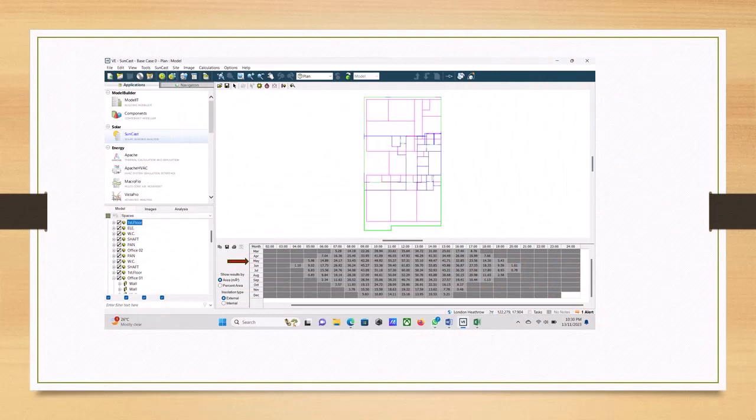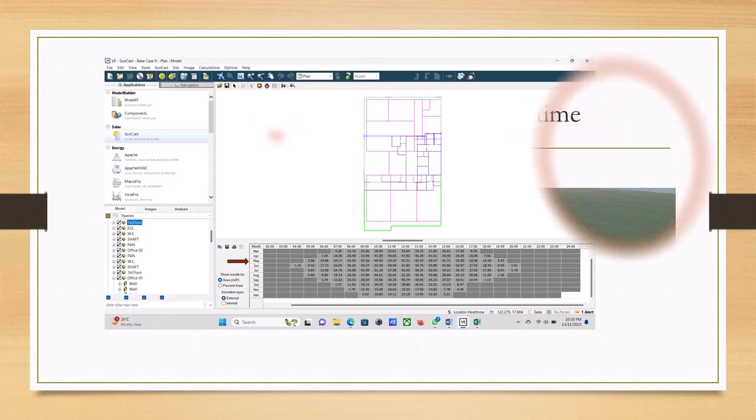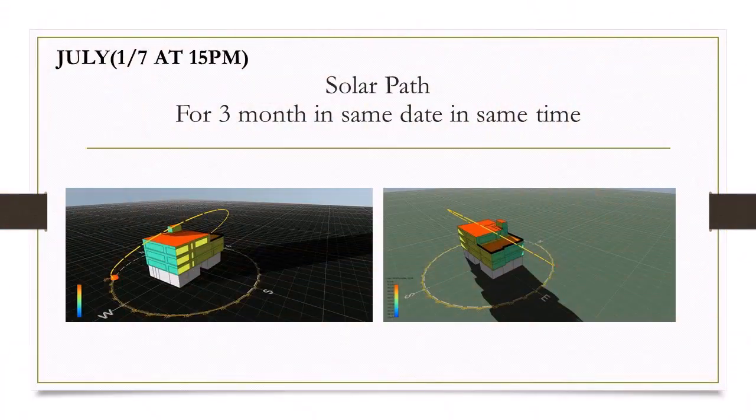This chart shows the sun path for the base case for all months and the year. This is the analysis for the solar path in 3 months at the same date and same time. First in July, in the summer semester, the sun is at its highest point in July.